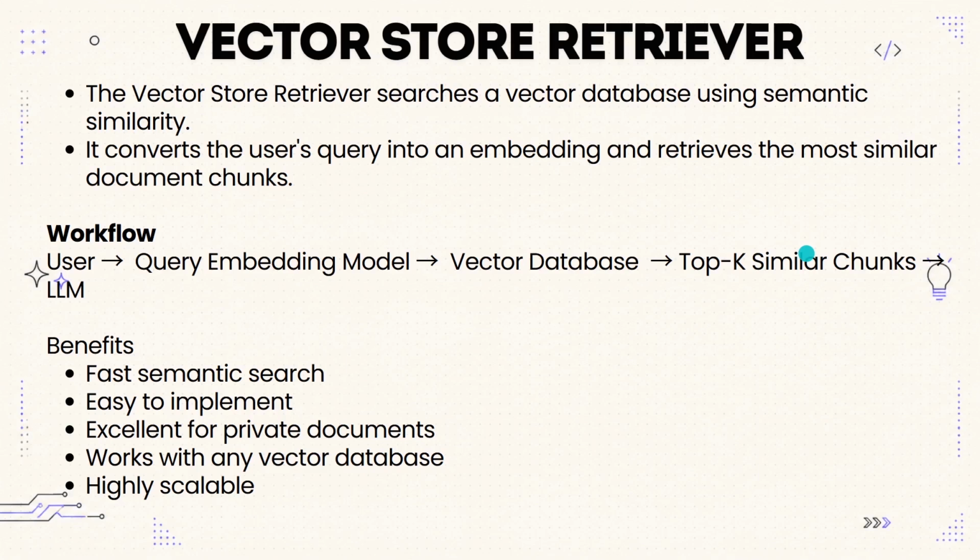So the benefits of a vector store retriever are that it gives a fast semantic search. It's easy to implement, excellent for private documents, works with any vector database, and it's highly scalable. So this is one of the most important retrievers, which almost everyone uses. And to be honest, in the demo also, I will be explaining this in a very detailed manner.